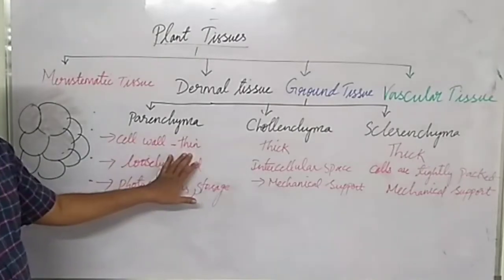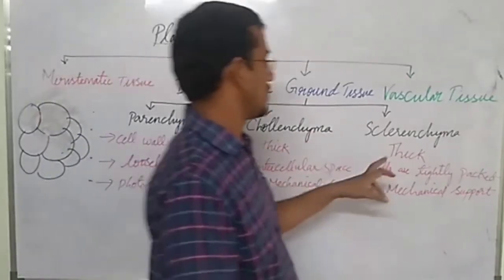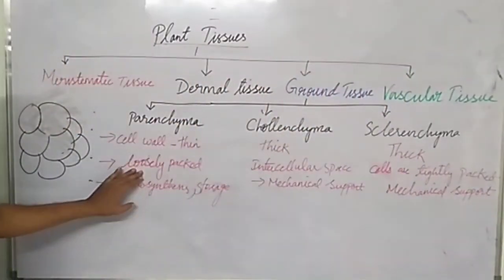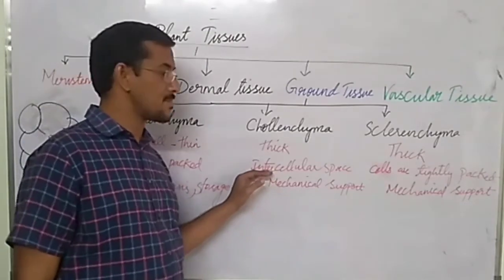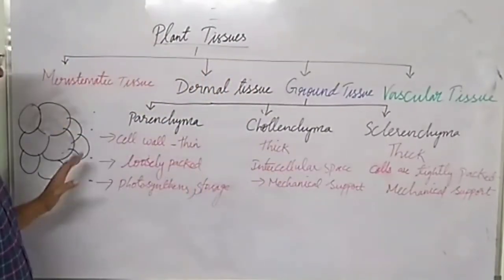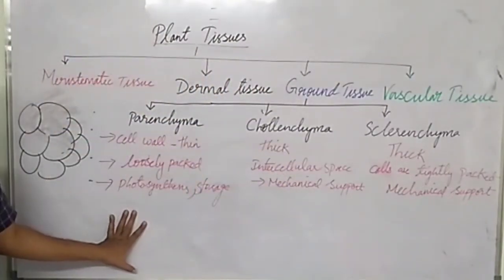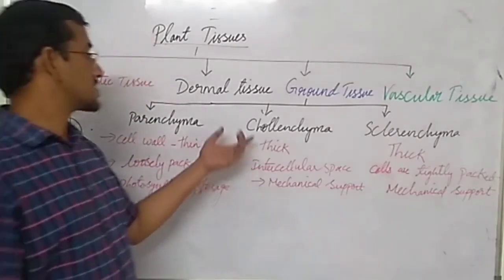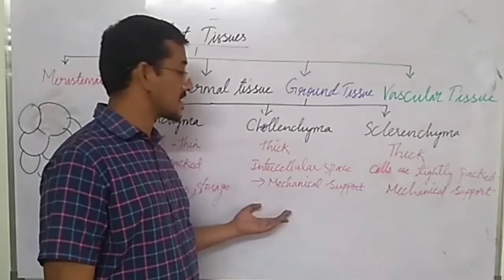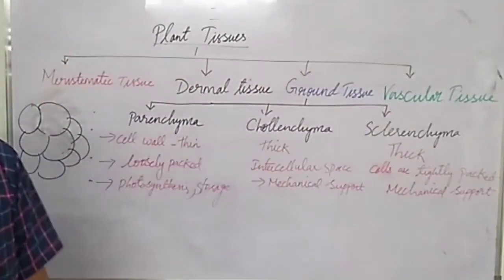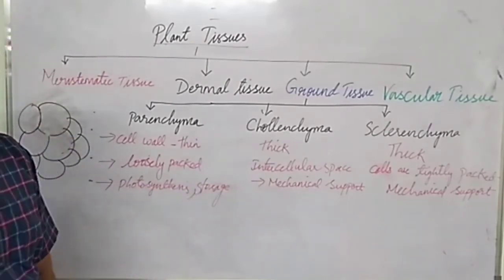Cell wall is thin here. Cell wall is thick here. In case of sclerenchyma also cell wall is thick. Here cells are loosely packed. Some intercellular spaces are present here. And cells are tightly packed. In case of parenchyma, cells help in photosynthesis and they help in storing air, water, and food also. Next, collenchyma, they give mechanical support. Sclerenchyma also gives mechanical support. Understood?